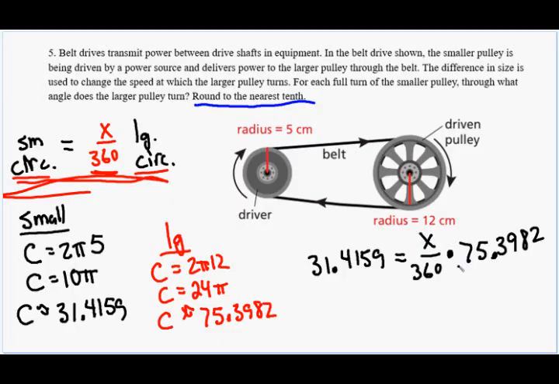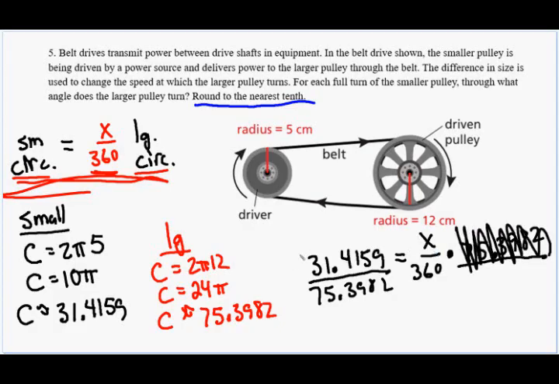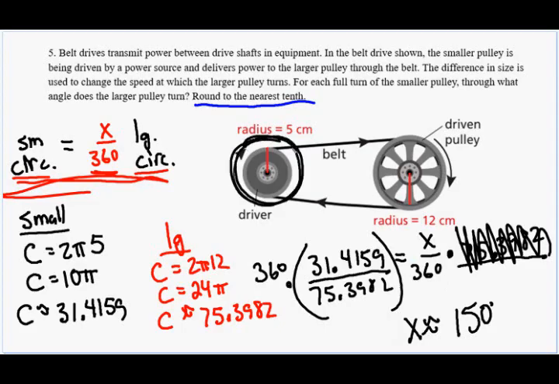So what I'm going to do is divide both sides by the 75.3982. So this has now been divided out. And then to get x alone, I'm going to multiply that after I divide it times 360. If all goes well, x should be about 150 degrees. So as the small one turns a full rotation, the larger one will only turn 150 degrees. That's less than half. So this one goes around once. This bigger one will turn about 150 degrees.